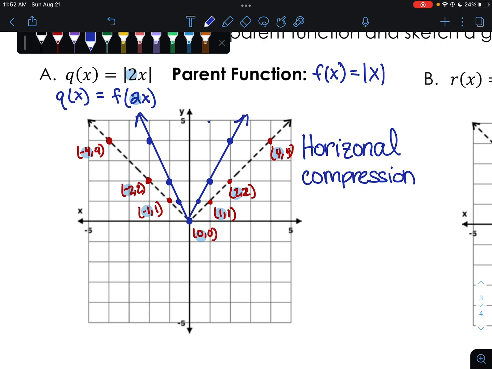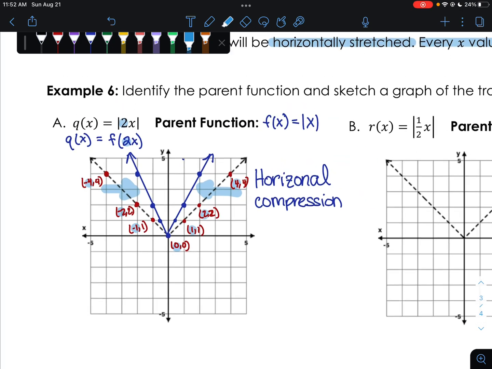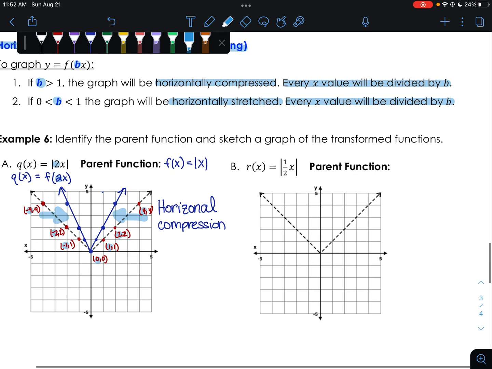Notice when I have a horizontal compression, we are squishing it towards the y-axis. We're pushing it together towards the y-axis. It looks very similar to a vertical stretch, but they are different. So don't get them confused. The x values would not be the same.